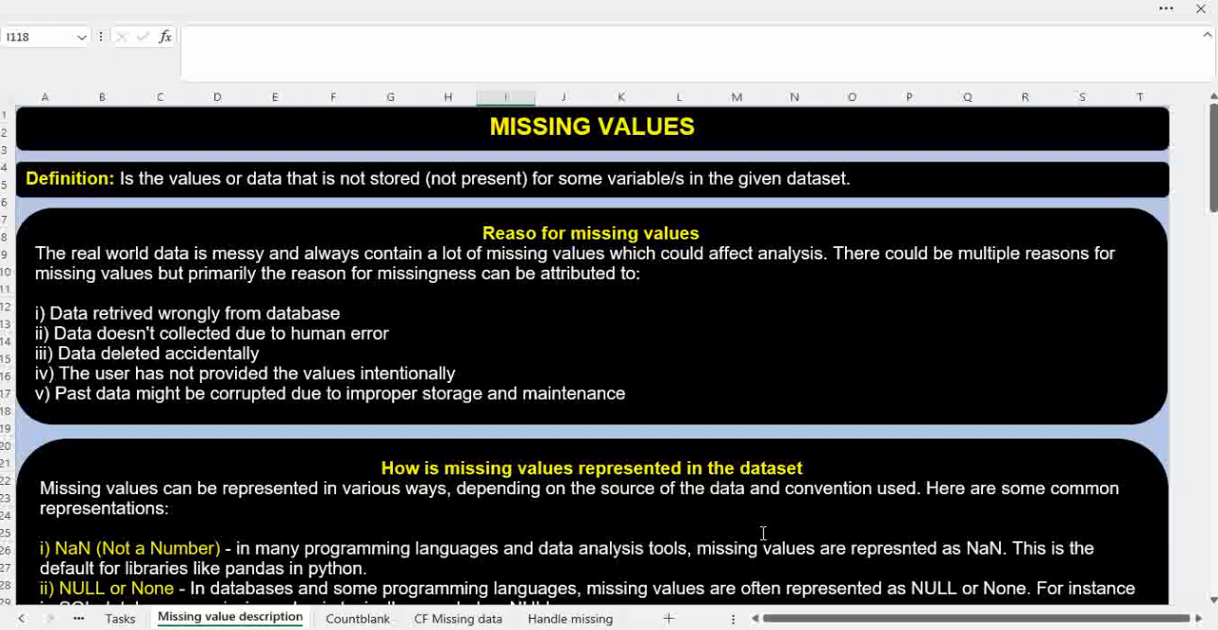Having said that, these are the few reasons for missing values. In our next class, we are going to look at how missing values are represented in datasets, and also in different languages and different systems.